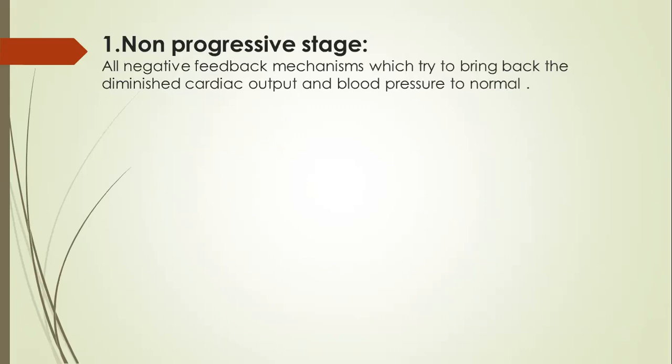First, we are going to see the non-progressive stage. As we have discussed in earlier slides, this is the stage where all the body mechanisms will try to maintain the cardiac output and blood pressure at a normal level. So if they were decreased, now the body will try to bring them back to the normal level. And for this, the negative feedback mechanisms, which are there as a protective mechanism, will come into play. So we will see what these are.